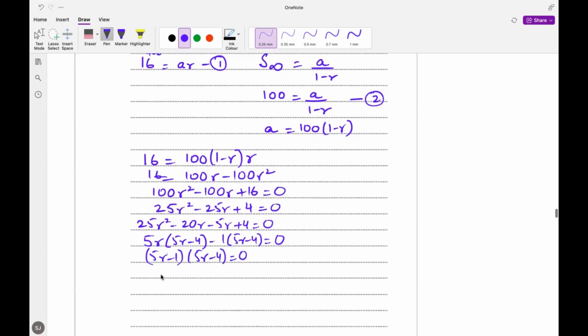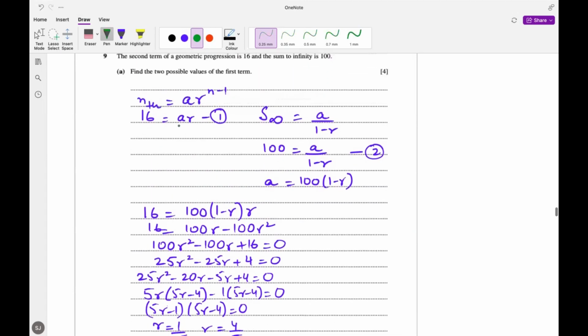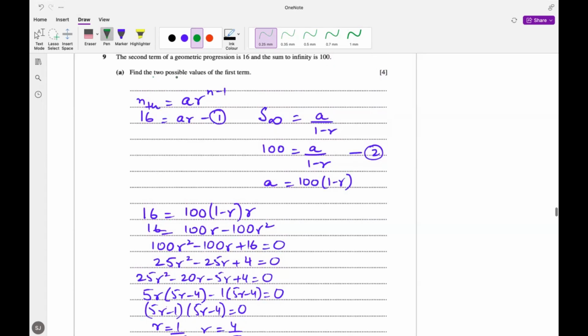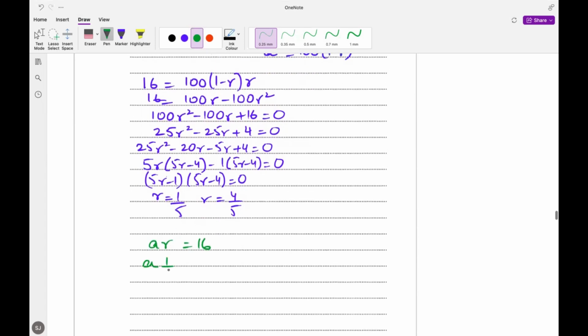So the two values of r will be r equals 1 upon 5 and r equals 4 upon 5. Now, once we have the values of r, we can find the value of a using the equation 16 equals ar. As we have to find the two possible values, if in place of r we put 1 upon 5, the value of a will be equal to 80. And if in place of r we substitute 4 upon 5, a equals 16 times 5 upon 4, which is 80 upon 4. So the other value of a will be equal to 20.